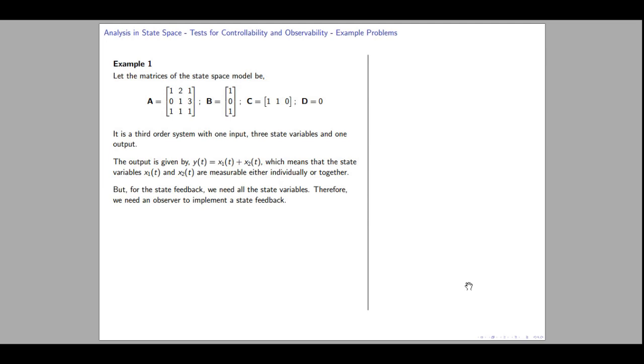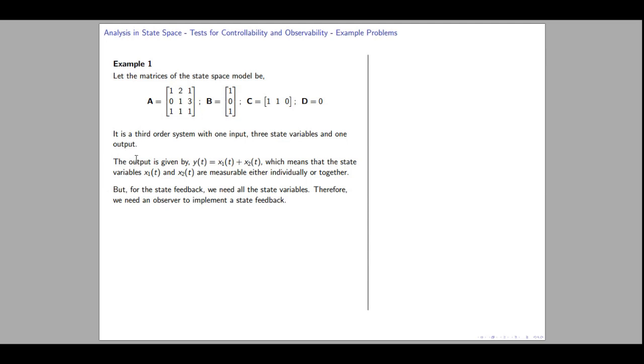Now we will take up a few examples to understand how we can analyze a system for stability, controllability, and observability. Let us take the first example. These are the matrices of the state space model: A, B, C, and D are given. Just by looking at the matrices, I understand this is a third order system with only one input, because the number of columns in the B matrix is 1. Since the state matrix A has a size of 3 cross 3, it has 3 state variables, and the size of C is 1 cross 3, so it has only one output.